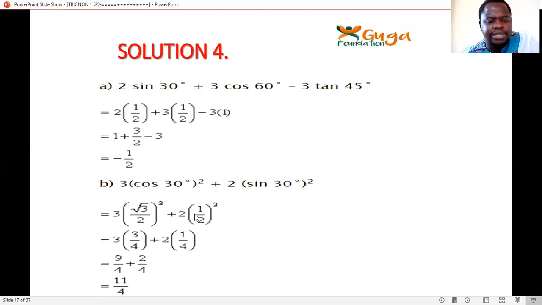So for part b, we have cos 30, which is root 3 over 2, times 3, right? And then squared, plus 2 into sin 30, which is 1 over 2, squared. So now you've got 3 times root 3 squared, which when squared is 3, and 2 squared is 4, plus 2 into 1 over 4. So you've got 9 over 4 plus 2 over 4. Your LCD, your lowest common denominator, is 4. So you just say 9 plus 2 over 4, which is 11 over 4.